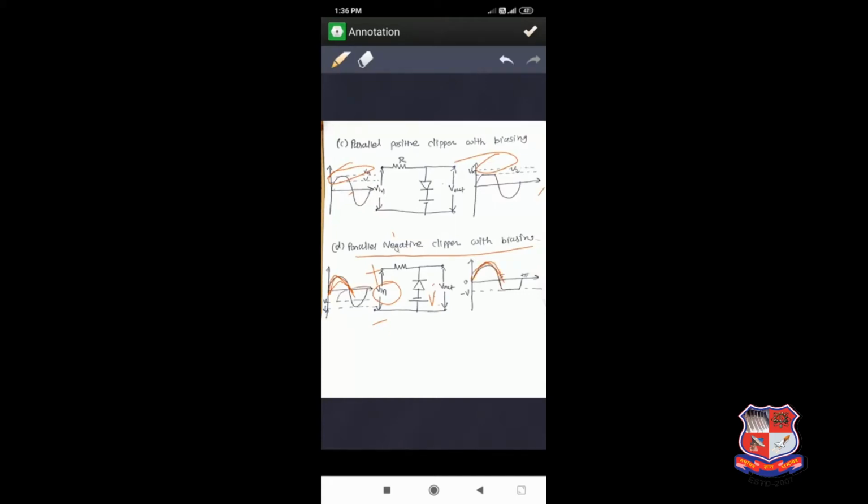Now we apply the negative voltage. When we apply the negative voltage, at the starting the battery voltage V is greater than the input voltage, so due to the battery the diode is in reverse bias. The diode is in reverse bias, so this is an open circuit, and the output voltage is equal to the input voltage.